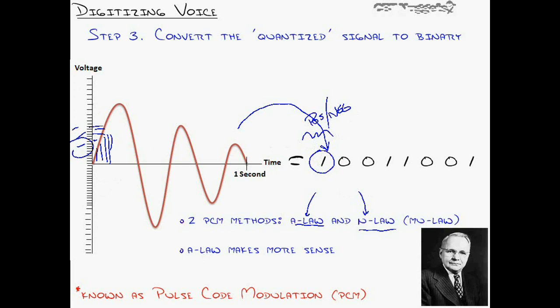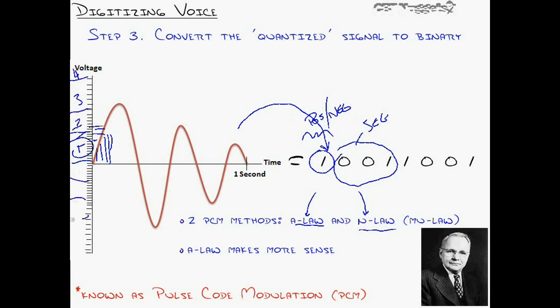The next 3 binary digits that you have right here represent what segment you are. Remember I said that in electrical signaling they divide all of these amplitudes, which is how high up on the voltage scale you are, into segments and take more samples at the lower segments than they do at the higher segments. So this is segment 1, segment 2, 3, 4, and so on.